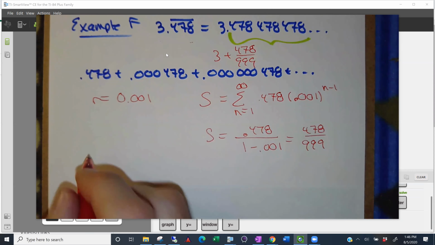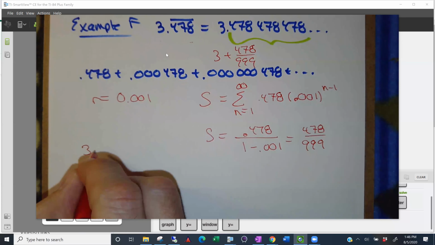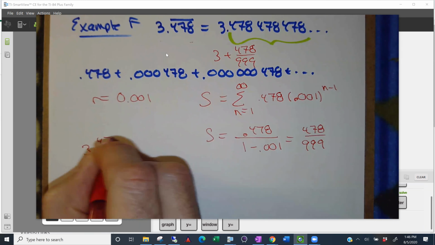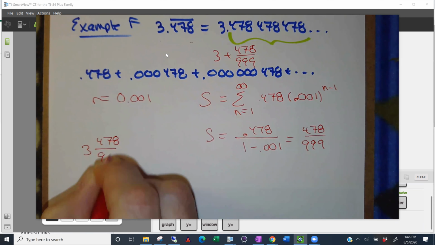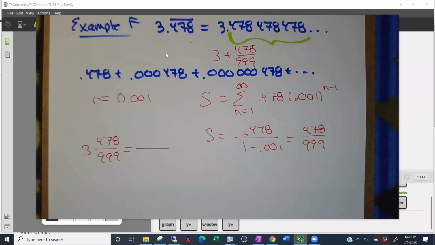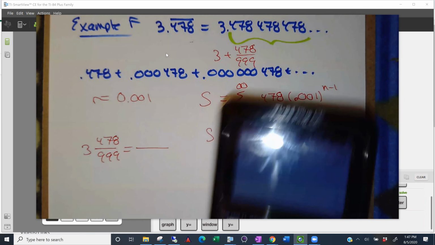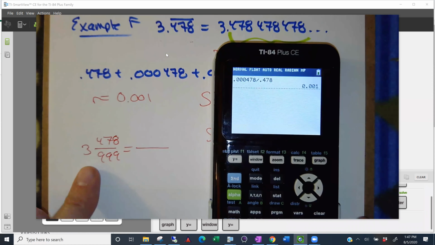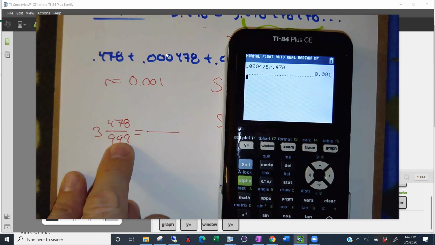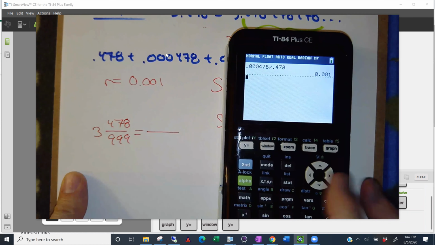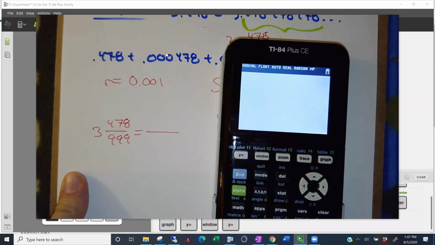And let's just turn that part into a nice mixed number, an improper fraction, I should say. This is a mixed number. Remember how to do that. You take this times this and add it to that. So 3 times 999 plus 478.